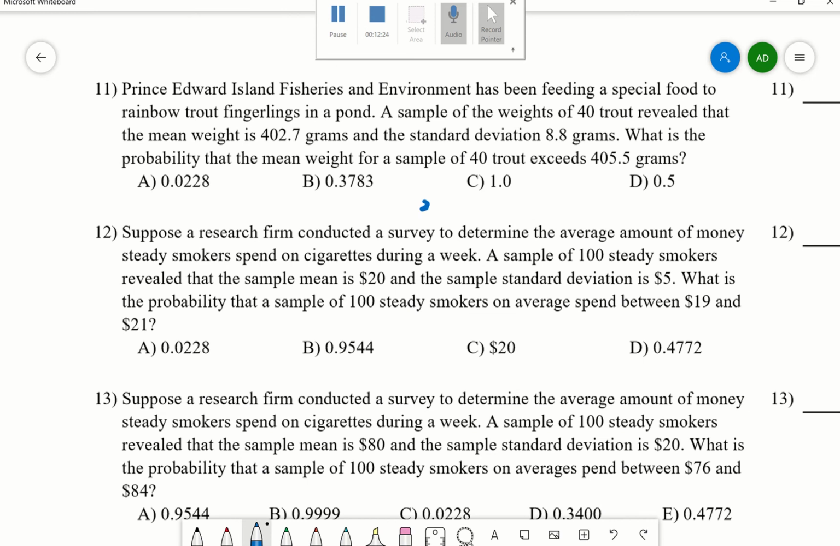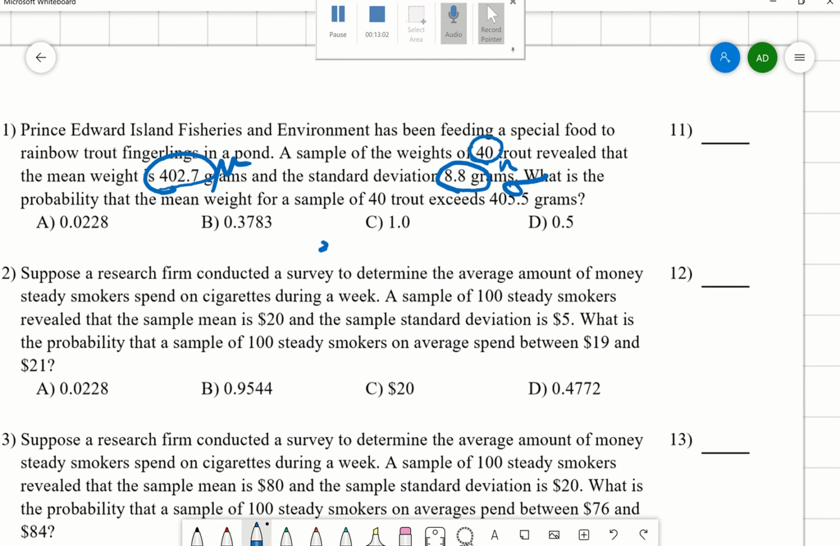Okay, right, good. So number 11, Prince Edward Island Fisheries and Environment has been feeding a special food to rainbow trout fingerlings in a pond. A sample of 40 trout revealed that the mean is this much, standard deviation is this much. So like I said, this is your mu, this is your sigma. Okay, now this is a probability question. What is the probability that the mean weight of a sample of 40 trout exceeds 405.5? So now this is interesting.